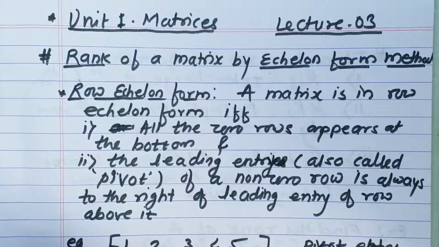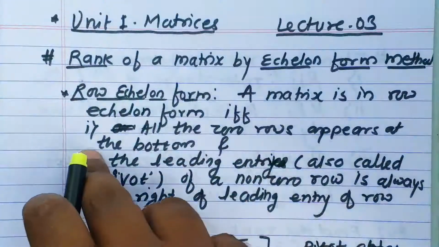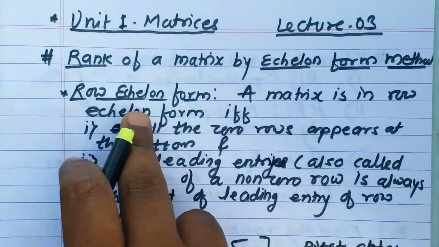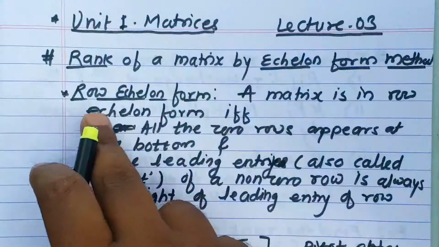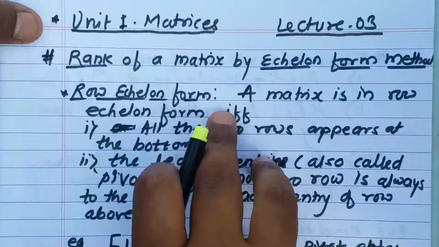In this course we are going to discuss two methods to calculate rank. One is the echelon form method and another one is the normal form method. Out of that, we start with the first one in this lecture, rank of a matrix by the echelon form method. In echelon form also there are two forms: one is row echelon form and the other is column echelon form. So we are going to make use of column echelon form here.